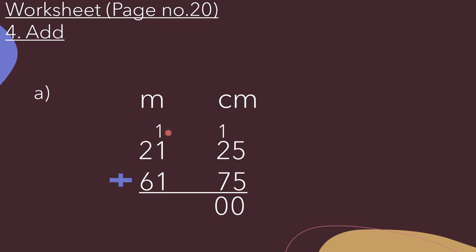So here 1 plus 1 is 2, 2 plus 1 is 3. So here we will write 3. Now 2 plus 6. So keep 2 in your mind and 6 on your fingers. Now start forward counting: 3, 4, 5, 6, 7, 8. So here we will write 8. So what is the answer? That is 83 meters, because here in centimeters 0 0 is there, okay. So we can speak it like this: 83 meters.